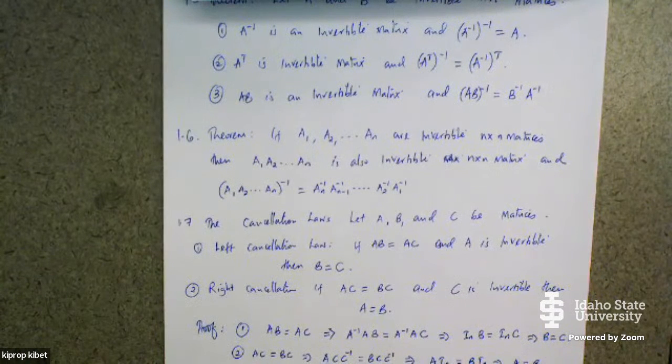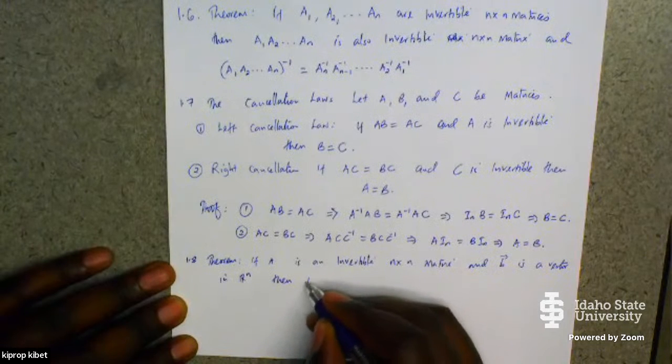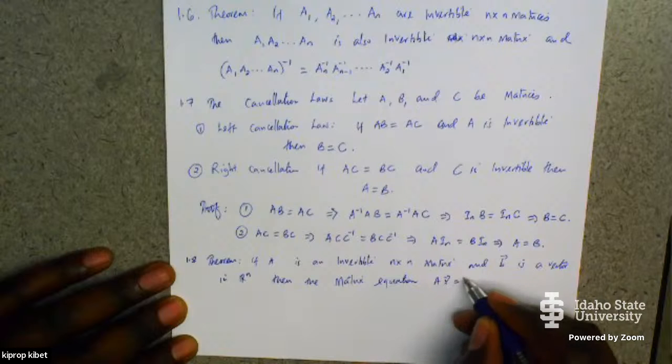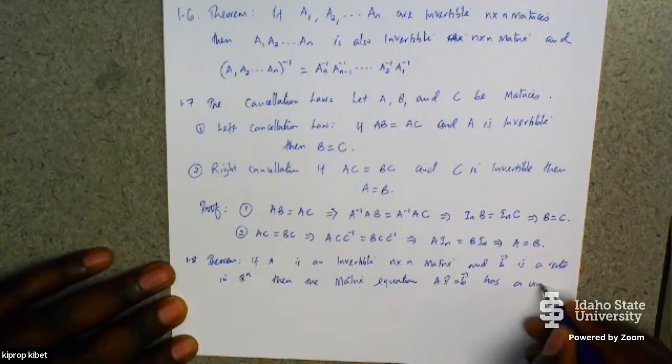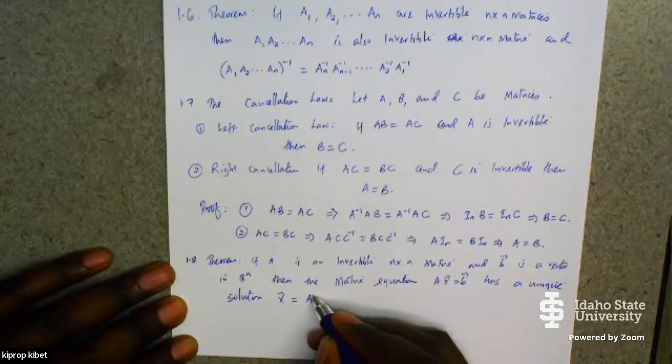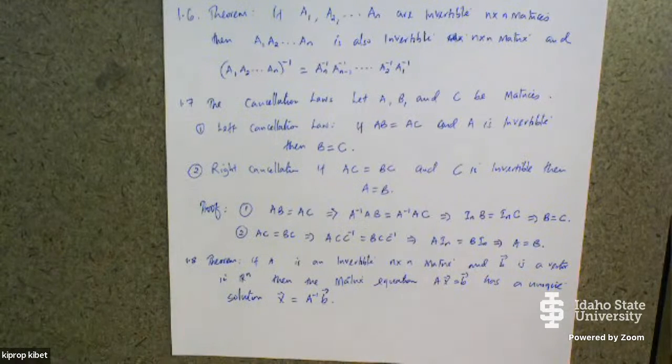Okay, 1.8 theorem. If A is an invertible n by n matrix, and B is a vector in Rn, then the matrix equation AX equals B has a unique solution, X equals A inverse B. It's a unique solution.